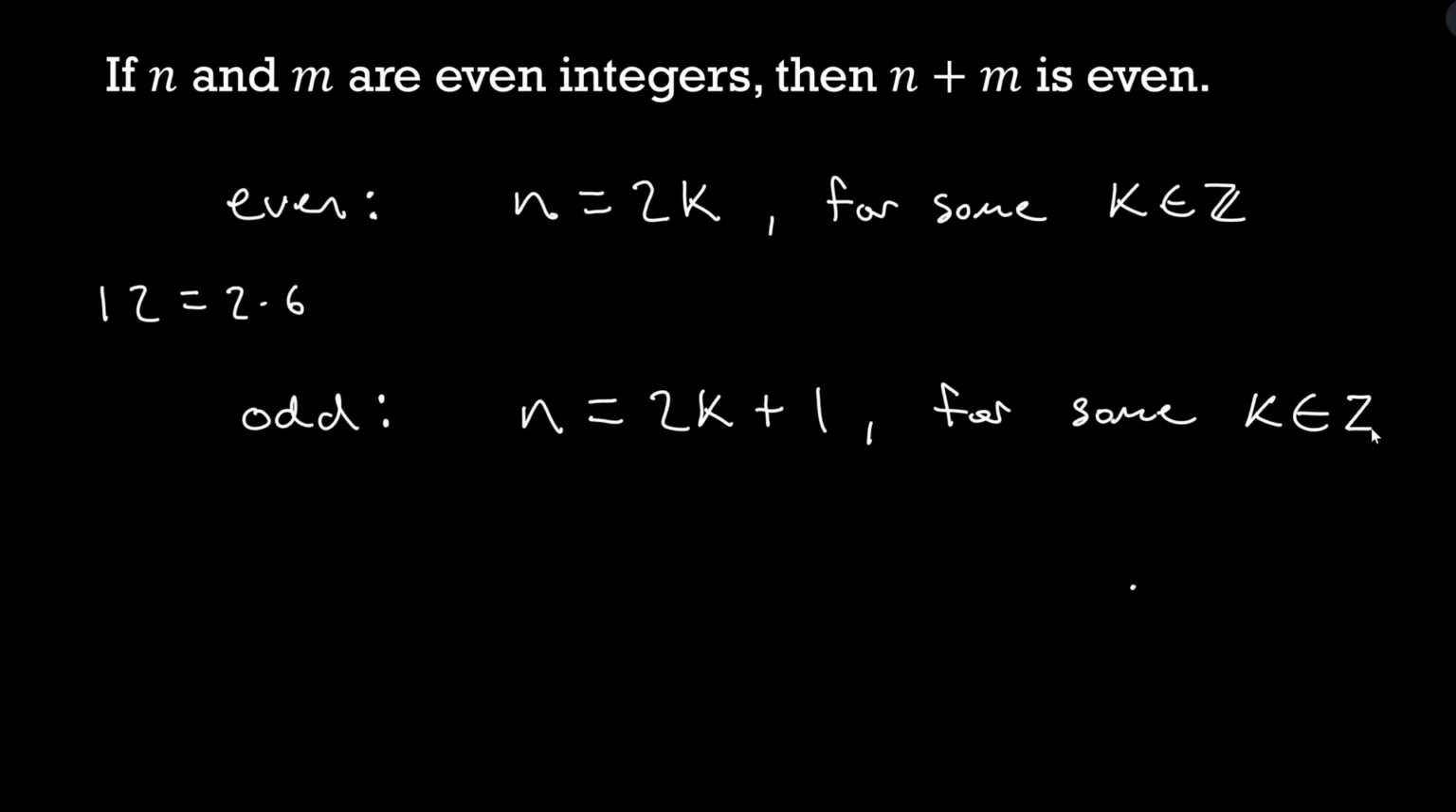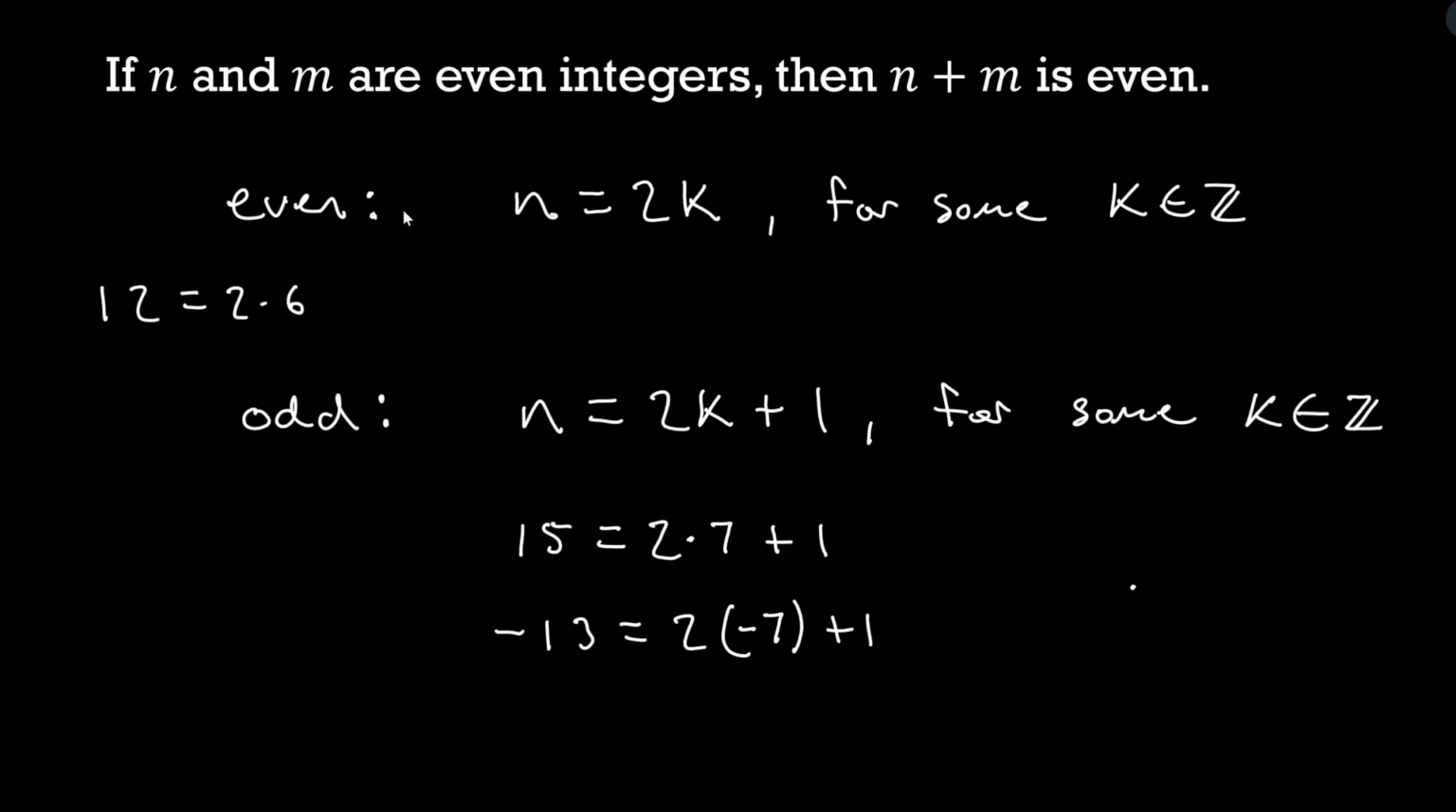Let's think about a couple of examples. For example, 15, that's odd. We can write it as 2 times 7 plus 1, right? It's 1 bigger than 14. Negatives you could do as well. They're a little bit trickier. Negative 13 is 2 times negative 7 plus 1, right? So every single odd integer could be written as 2k plus 1. And if an integer can be written as 2k plus 1, then it's odd, right?